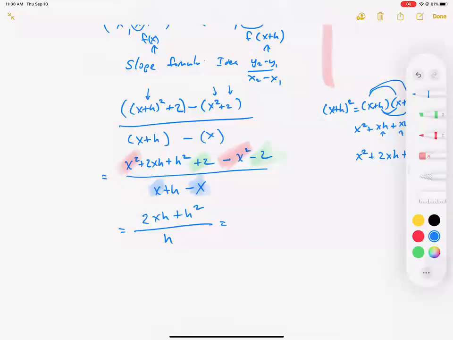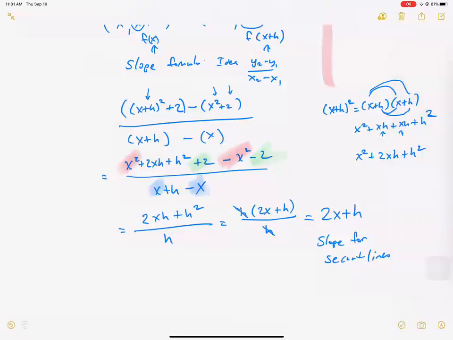So our next move here, I'm going to write this out. You don't have to, but I'm going to write it out so you guys can all see it. They both have a common factor h. So now we can divide the h's out. Now, this is my slope equation for all my secant lines. So this is my slope for secant lines. Because remember, secants have 2 points on the graph. Tangents only have 1.